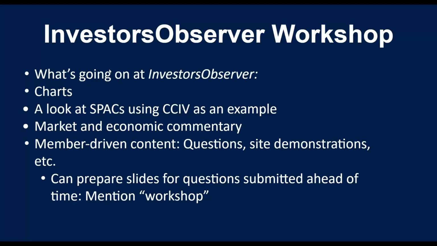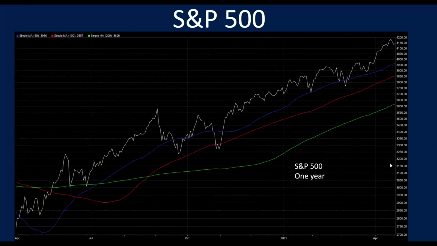We're going to look at a bunch of charts that will hopefully explain what's happening in the market. We'll look at SPACs, using CCIV, which is Churchill Capital 4, as an example. Then some market and economic commentary, and then it's into the member-driven content, questions, site demonstrations, etc. So with that, let's go look at some charts.